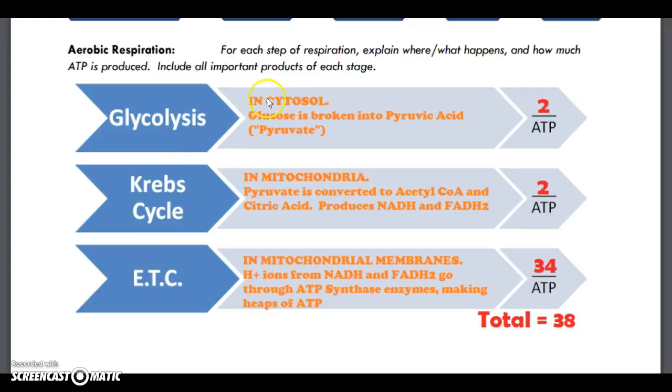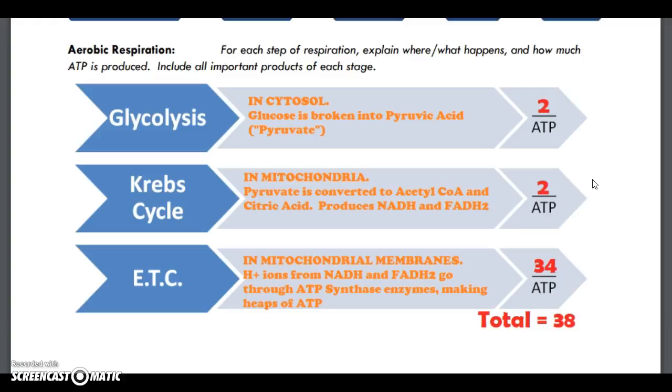So glycolysis occurs in the cytosol, that's the fluidy part outside of all of the organelles, and glucose is broken down into pyruvic acid, which is also known as pyruvate. That gives us 2 ATP from breaking glucose in half. That pyruvic acid or pyruvate is now small enough to go into the mitochondria, and there we convert it into acetyl-CoA and then into citric acid.